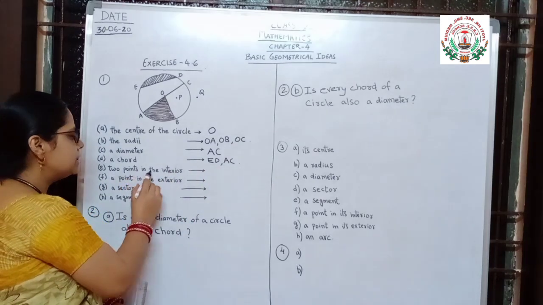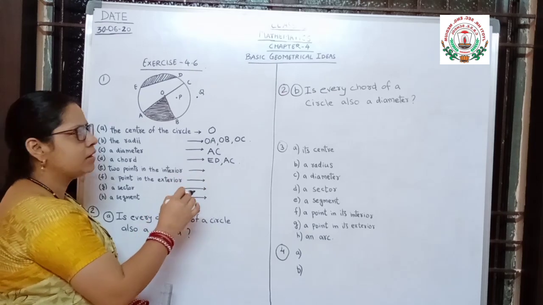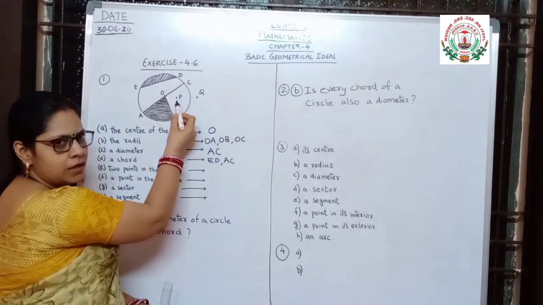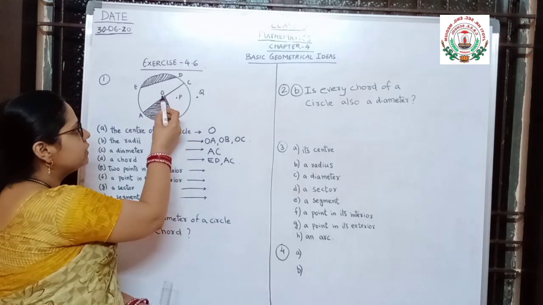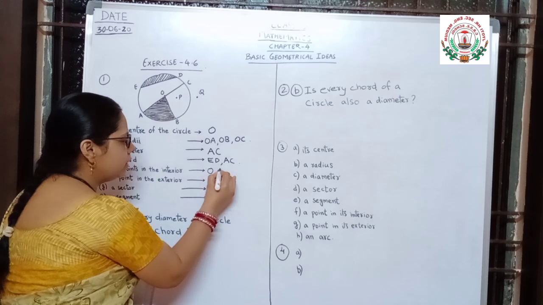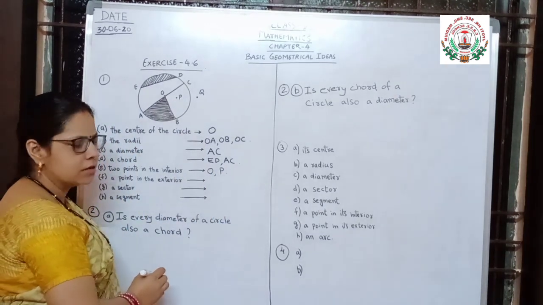Now 2 points in the interior. Inside the circle, 2 points. So one point is this P in the interior and the other point is O. So one point is O in the interior and the other point is P in the interior of the circle.